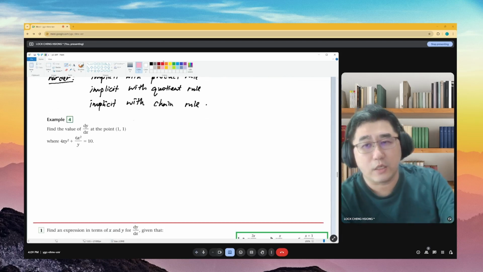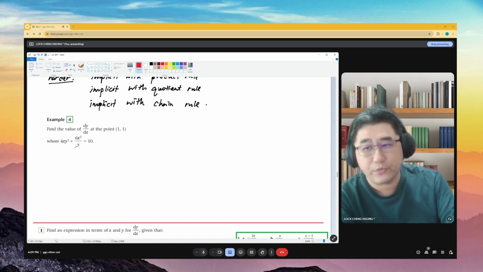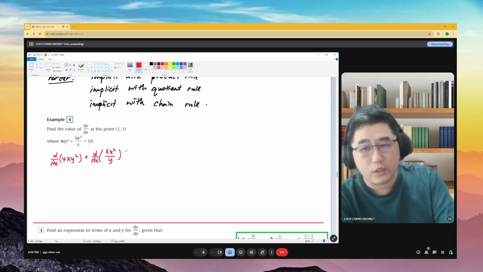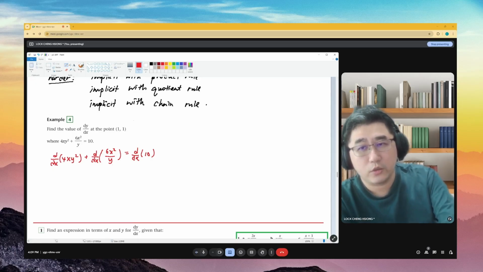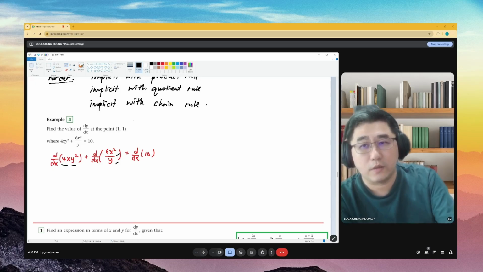So let's see one example. We want to find the dy/dx value at the point (1, 1). So I give us this equation. I do d/dx straight away. So d/dx of 4xy squared plus d/dx of 6x squared over y, equals d/dx of 10. This one you need to be aware that it's a product rule. This one is a quotient rule. And this is a constant.